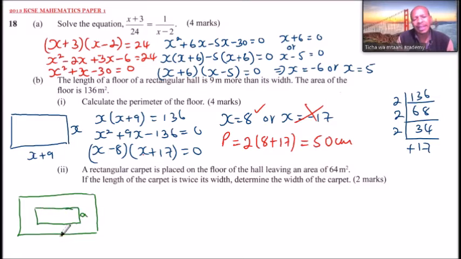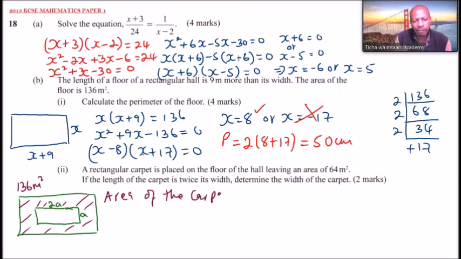So if we say the width of the carpet is A rather, and we are told the length is twice the width, so this is 2A. Now that we have been given the area, the area that has been left, the one outside the carpet, is 64. Because we already know the area of the room is 136 meters squared, and the area left is 64, we can get the area of the carpet. So we say area of the carpet is equals to area of the room, which is 136, you minus area left by the carpet, which is 64, and this will give you 72 meters squared.